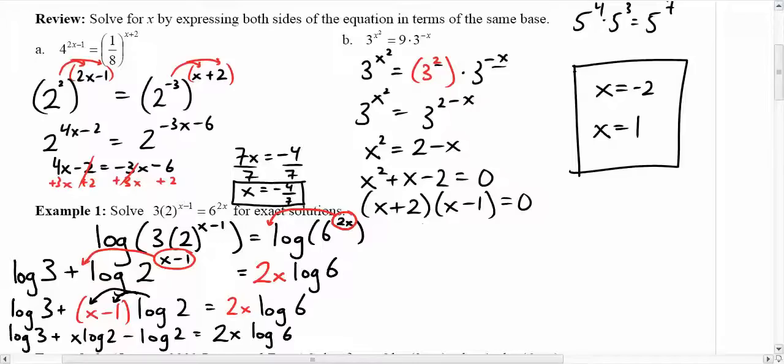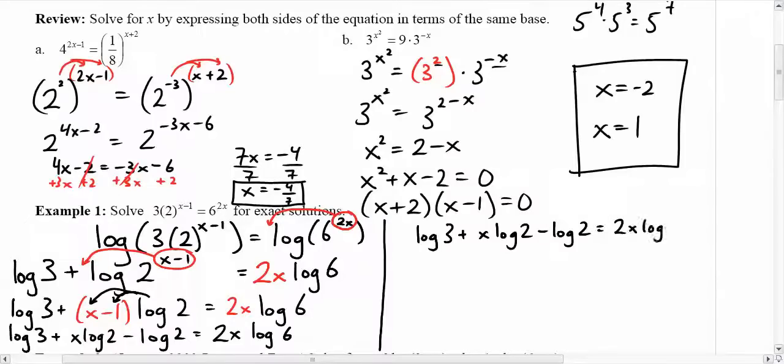I'll rewrite that over here. And now I'm just trying to put all the x terms on one side and all the terms that don't have an x on the other side. So let me move this one. It's being added, so I'm going to subtract it to the other side. So I get log 3 minus log 2 equals 2x log 6 minus x log 2.